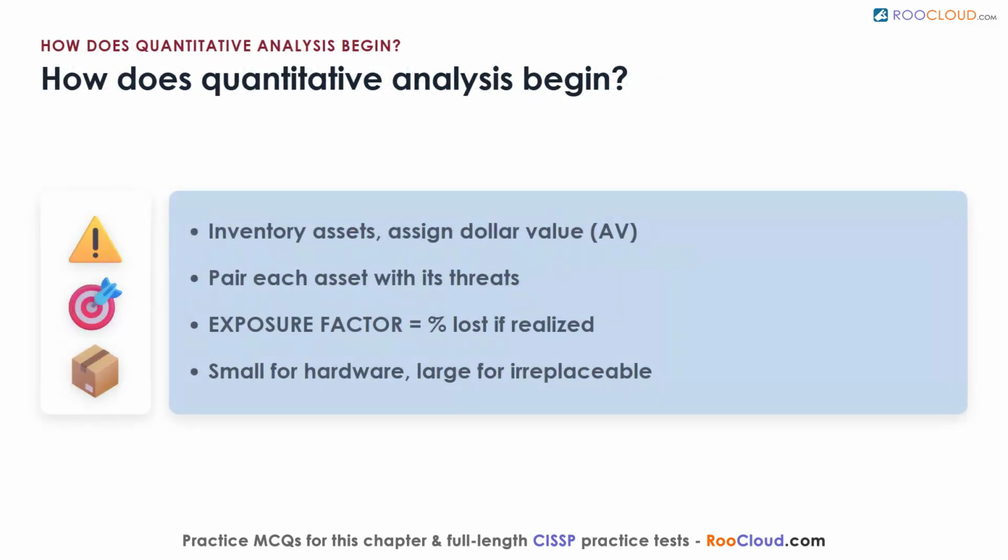How does quantitative analysis begin? With asset value and the exposure factor, you inventory assets and assign each a dollar value. Then pair every asset with its possible threats. For each pairing, you calculate the exposure factor, the percentage of the asset you would lose if that threat were realized. A realized threat rarely destroys an asset completely. The exposure factor is small for easily replaced hardware and large for irreplaceable things like proprietary designs. Picture a flood reaching a ground floor server room and damaging 40% of the equipment. That 40% is your exposure factor.